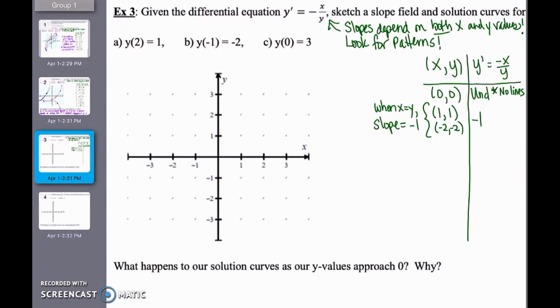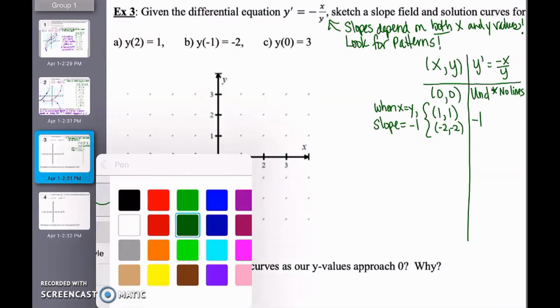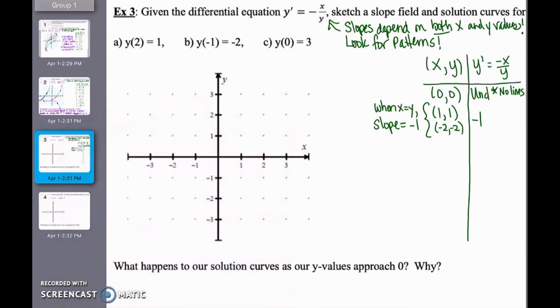Okay, so I'm going to go ahead and sketch those in right now. So when x equals y, those are kind of diagonal lines through my graph, right? When x equals y, so like (1, 1), (2, 2), (3, 3), my slope is -1. So I get something that looks like that. And then (-1, -1), (-2, -2), (-3, -3), same thing, okay?